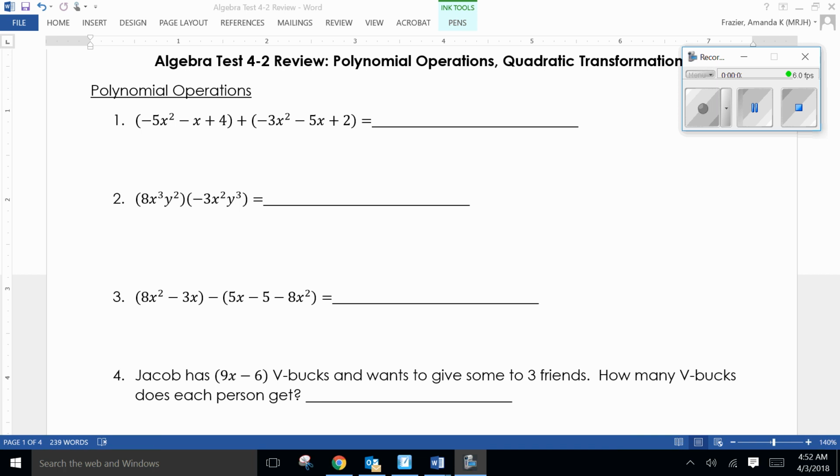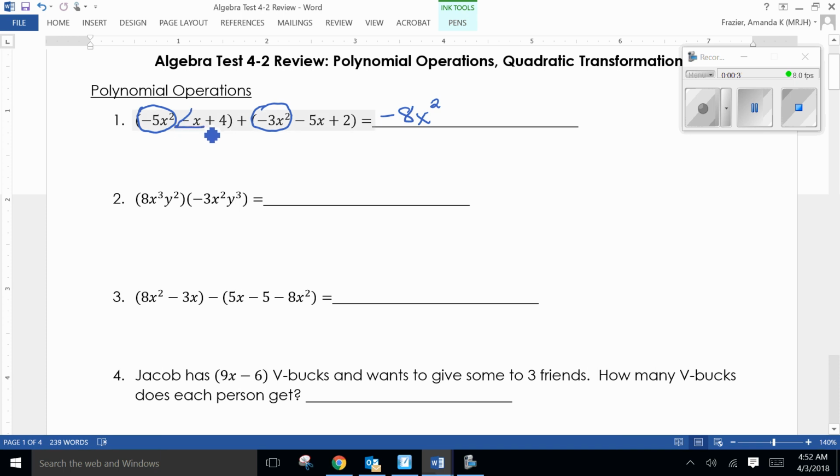Okay, number 1. So we are adding 2 trinomials. So I am going to circle or use different symbols to mark my like terms. So I have negative 5x squared and negative 3x squared. And those added together would be negative 8x squared, I'm sorry.